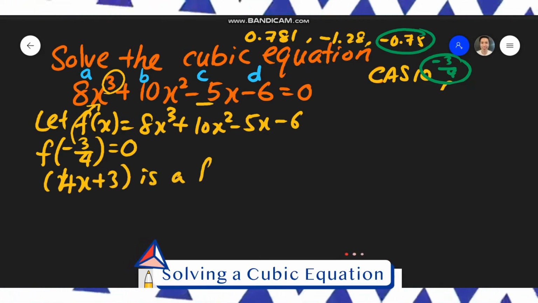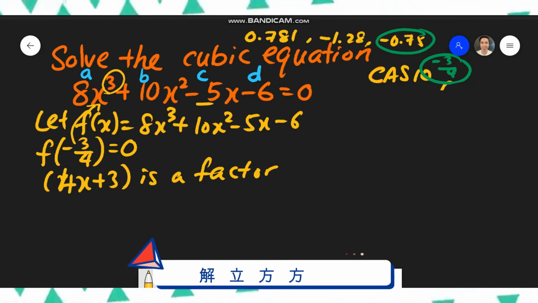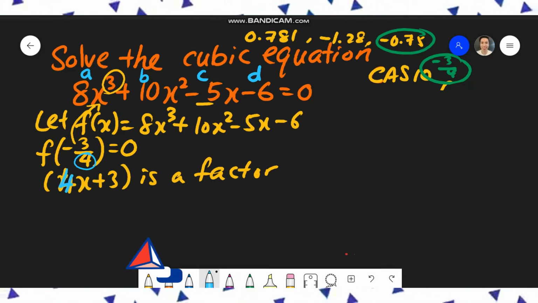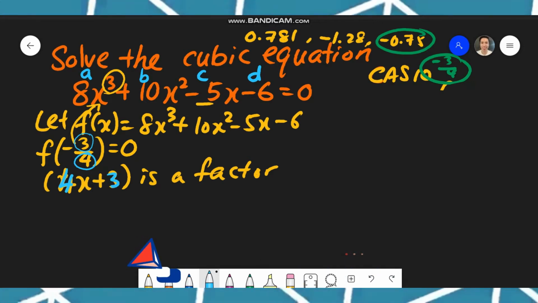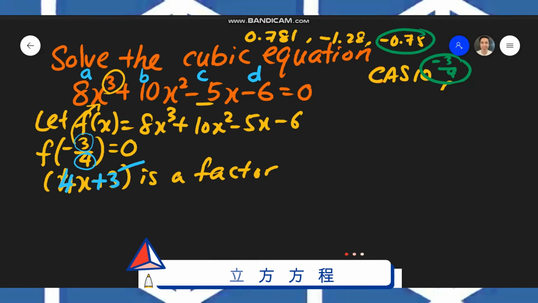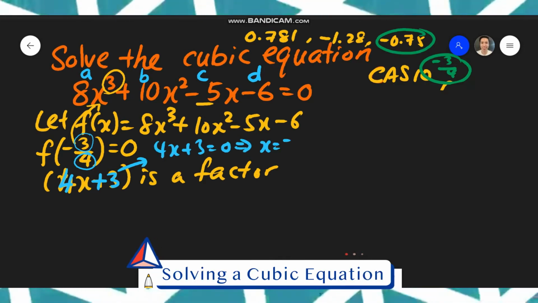How do we write this -3/4? It's very easy. You just write 4 in front, and then the numerator 3 you write at the back. The sign here is negative, so just change it to positive, so that when we make it equal 0, you will get x equals -3/4, which is the same as this one.